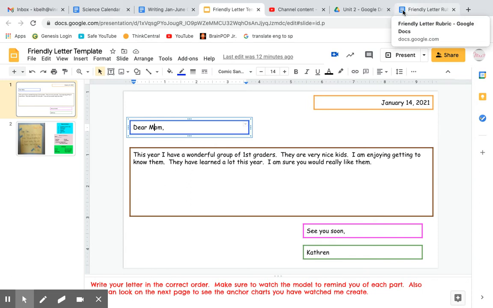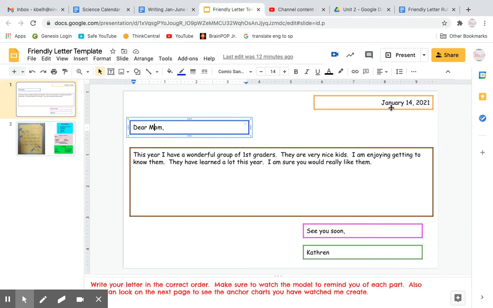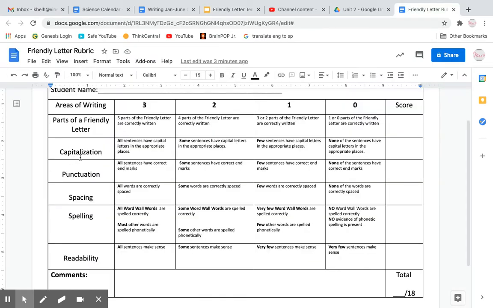So remember, the first thing on our rubric is parts of a friendly letter. So I'm going to look. Do I have a heading, a greeting, body, closing, signature? I do, and they're in the right order. Then I want to check my letter.